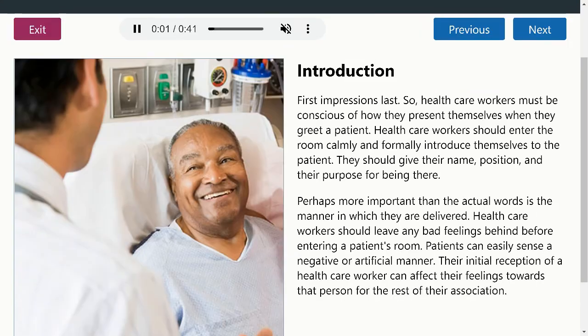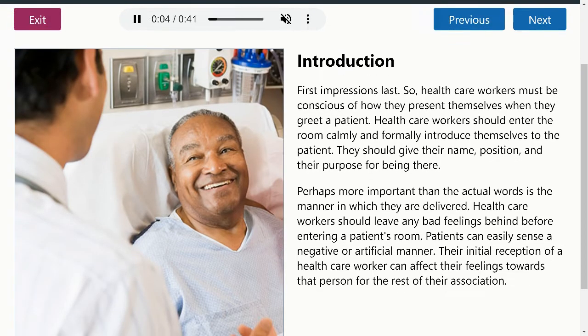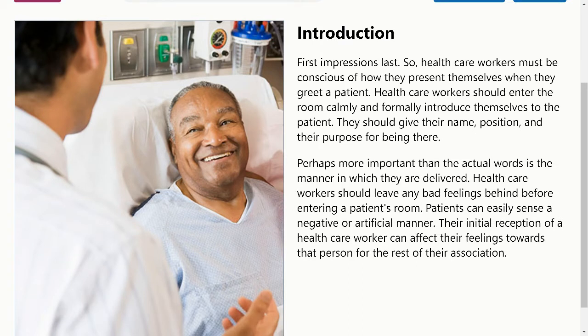Introduction. All right, so first impressions last. So healthcare workers must be conscious of how they present themselves when they greet a patient. Healthcare workers should enter the room calmly and formally introduce themselves to the patient. They should give their name, position, and their purpose for being there. Perhaps more important than the actual words is the manner in which they are delivered. Healthcare workers should leave any bad feelings behind before entering a patient's room. Patients can easily sense a negative or artificial manner. Their initial reception of a healthcare worker can affect their feelings towards that person for the rest of their association.